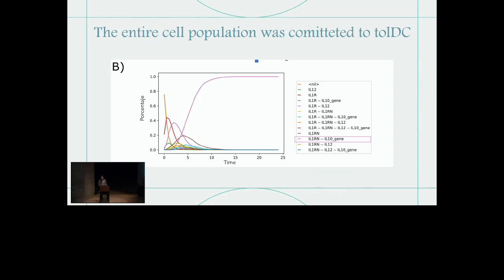Then we wanted to know which percentage of the population was committed to the tolerogenic dendritic cell behavior. To do this, we performed a simulation through time, where in this graph I show you the percentage of the population that is committed to the tolerogenic dendritic cell behavior in the presence of interleukin 10. The y-axis is the percentage, and the x-axis is the time. We can see some curves that grow and then decay, and we have only one curve that reaches 100% of the population and exhibits the specific markers for the tolerogenic dendritic cell behavior.